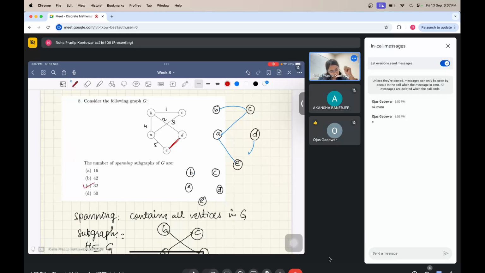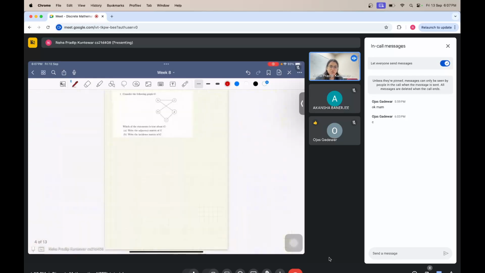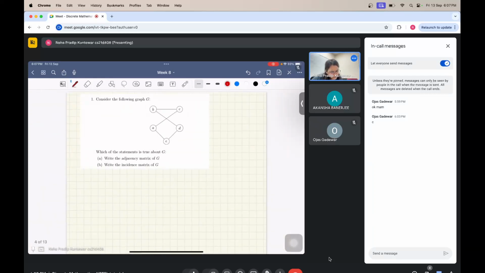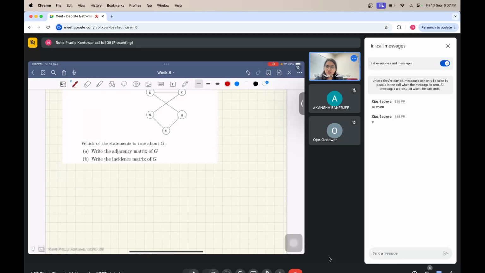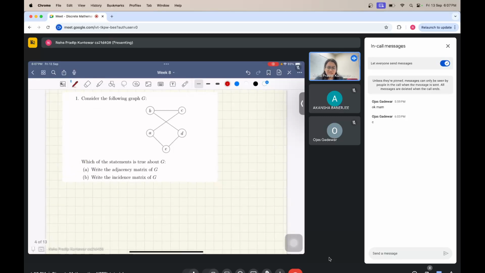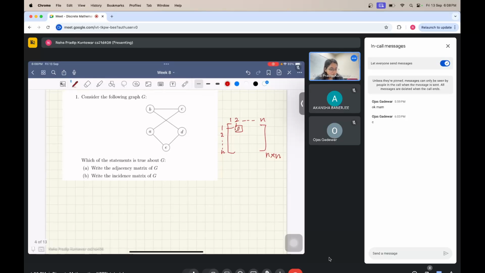Okay, good. So we can move on to the content of this week. I think last time we already talked about the adjacency matrix and incidence matrix. Just to quickly recall, in an adjacency matrix you have an n cross n matrix, where n is the number of vertices, labeled 1 to n, and the entry of the matrix is 0 if there is no edge, and 1 if there is an edge between the two vertices.